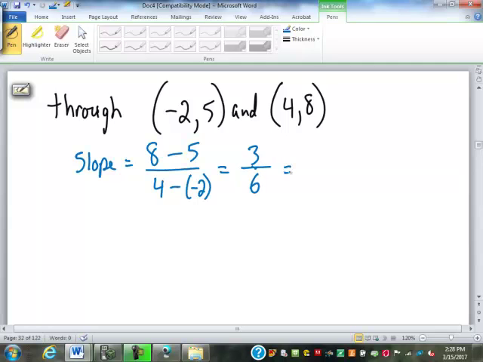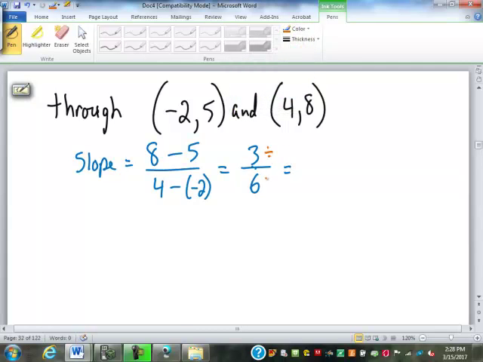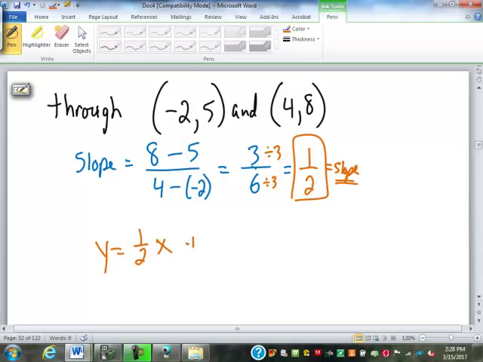6. 6. Good. And then, of course, that reduces by dividing by 3, because it's 1/2. So that's our slope. And of course, that goes into our equation as y equals 1/2 x plus whatever b is.